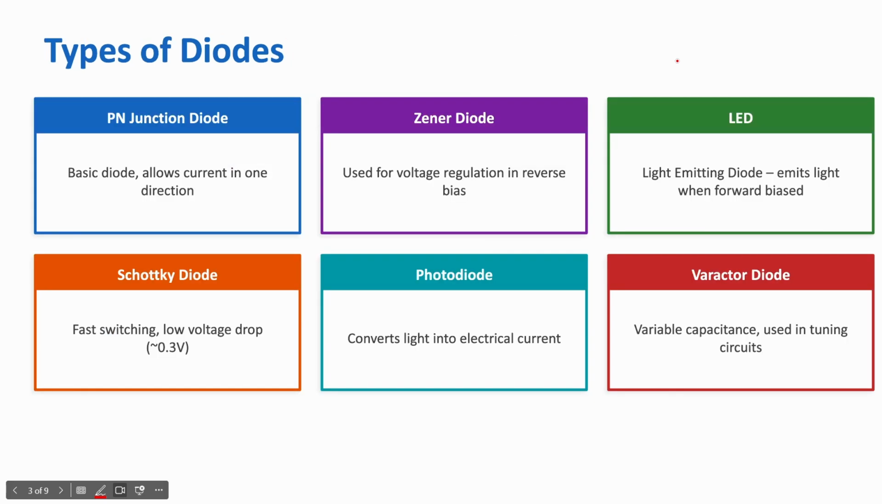Okay, coming to the next topic, types of diodes. What are the types of diodes we have? PN Junction diode, Zener diode, LED, Schottky diode, Photodiode, and Varactor diode. I have already written all of these here.